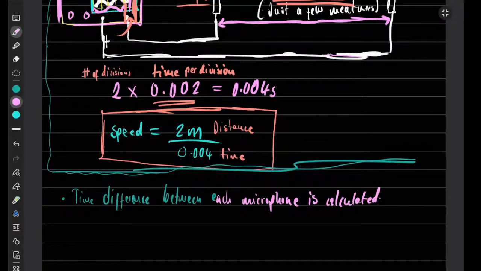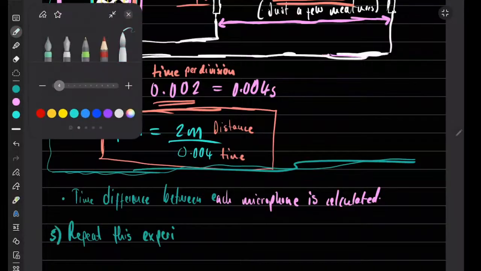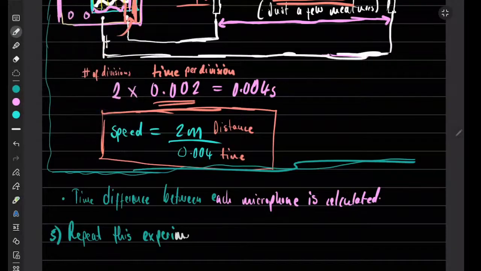You calculate it. This one minus that one. Now just write. Repeat this experiment for several distances. Repeat the experiment for several distances. Okay? Are we together? Guys?